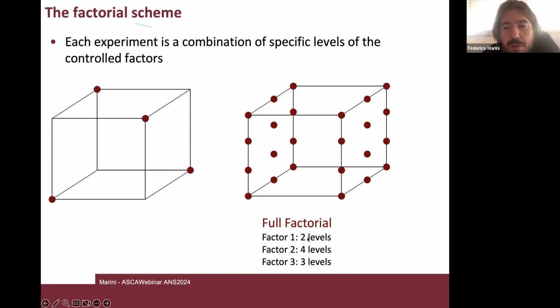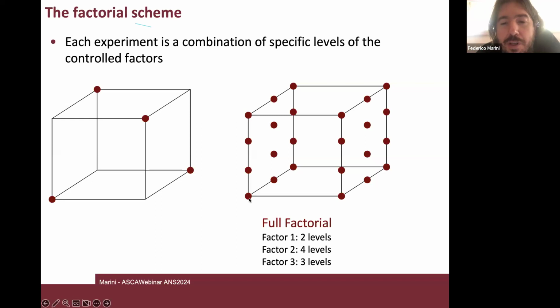that means two possible temperature values that I am investigating, 4 possible values of time and 3 possible values for the concentration of the additive. These possible values that the control factor can take are also called levels for that particular factor. Then in a full factorial experiment, I am considering that all the possible experiments that I'm carrying out arise from the combination of the investigated levels of the factors.